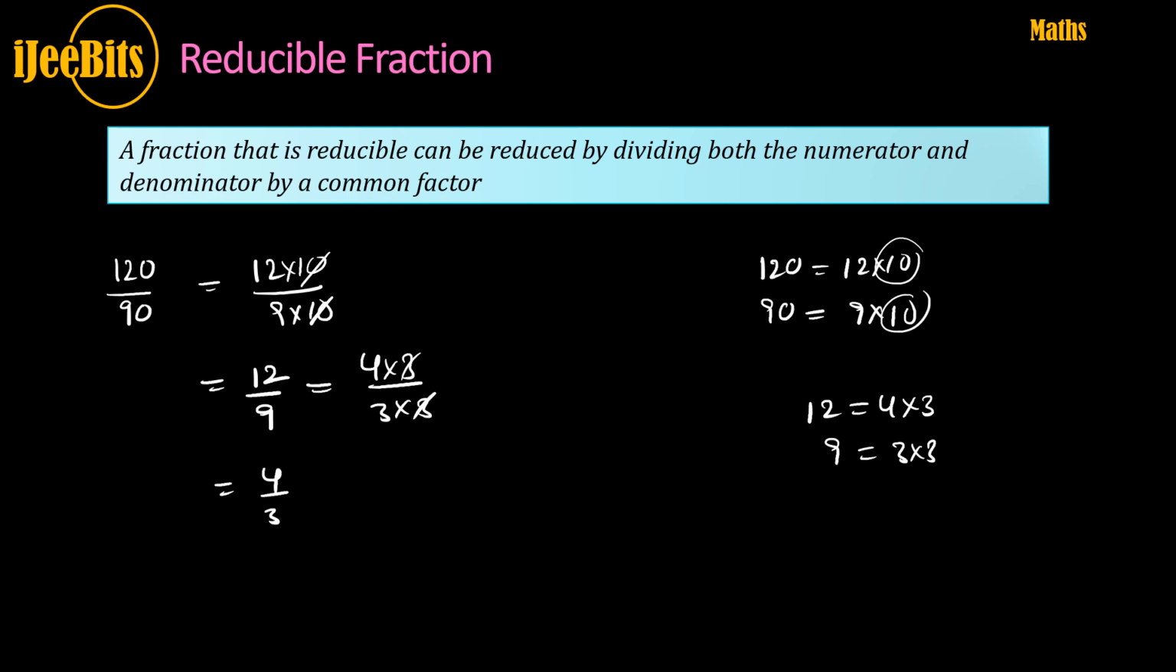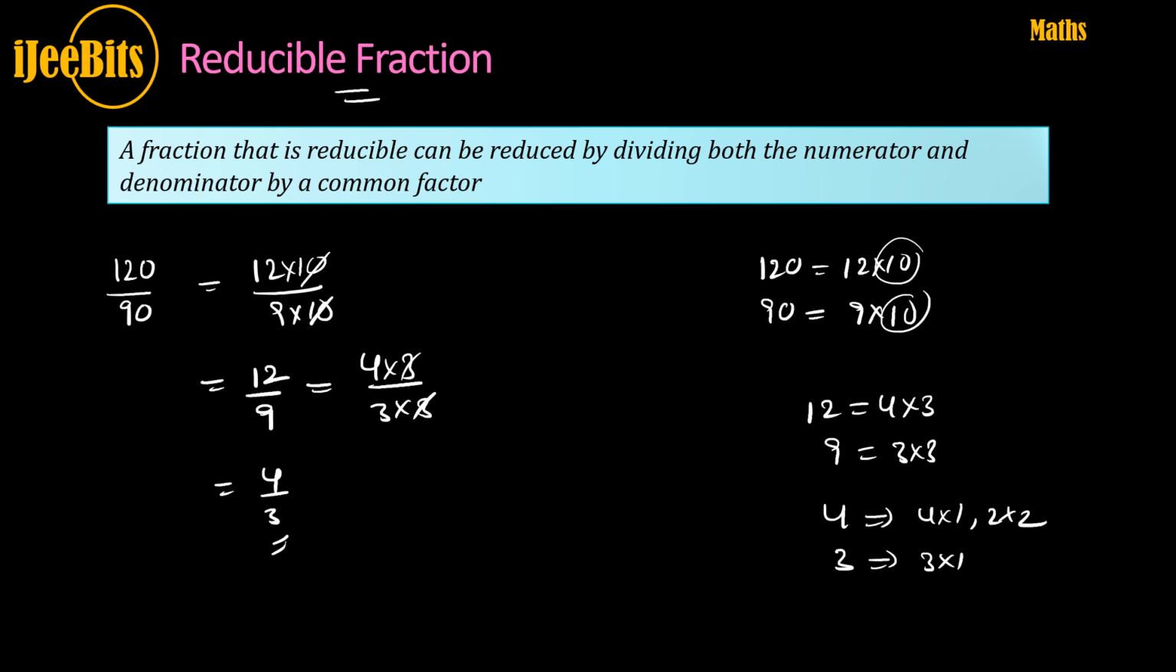Will you be able to divide further? No, right? There is no common factor except 1. For 4, you see 4 1s are 4 or 2 2s are 4. For 3, we have 3 1s are 3. So the only common factor is 1, and hence we can say any fraction that you are able to reduce further is called a reducible fraction.